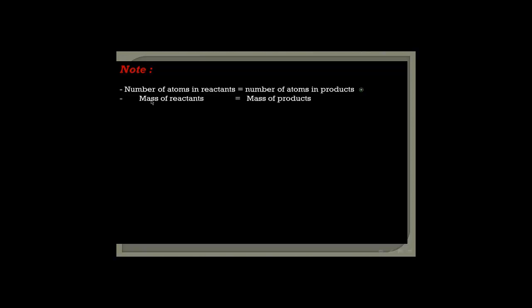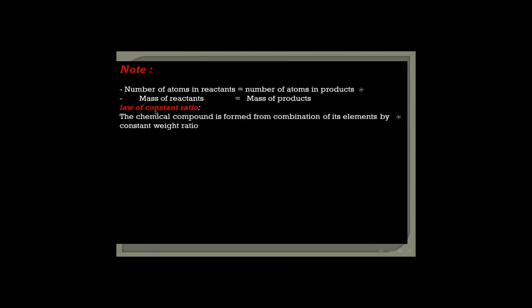We have a very important note here. The number of atoms in reactants must be equal to the number of atoms in the products. The mass of reactants must be equal to the mass of products. It will lead to the law of constant ratio. What is meant by the law of constant ratio? It means that a chemical compound is formed from the combination of its elements by a constant weight ratio.